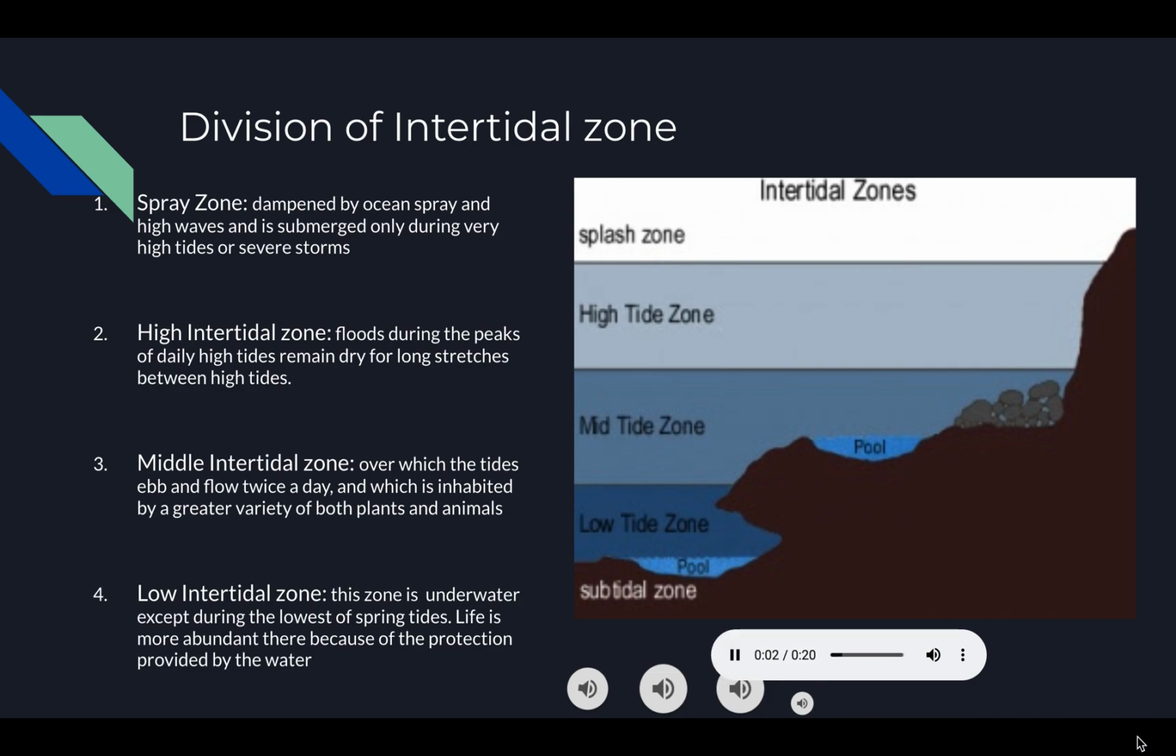The middle intertidal zone can accommodate more life than the upper intertidal zone due to the length of time that it is submerged in water. The organisms worry less about desiccation. The organisms in this zone vary, but they are in greater quantity. Now for the last layer. This one is called the low intertidal zone. This zone is underwater except during the lowest spring tides. Life is more abundant there because of the protection provided by the water, so we might see more species in this intertidal zone.